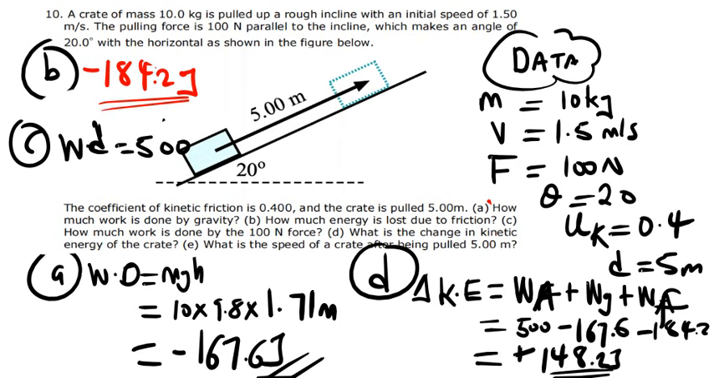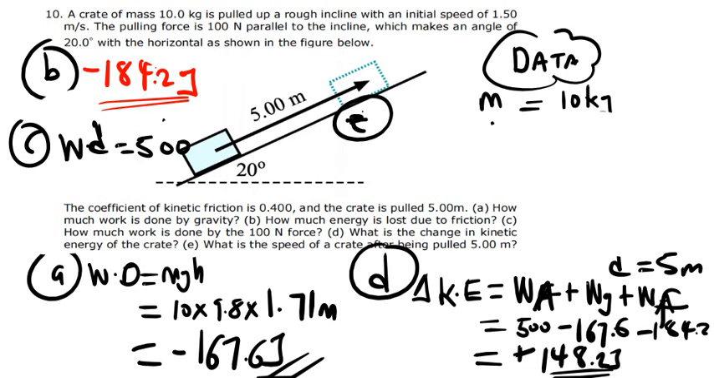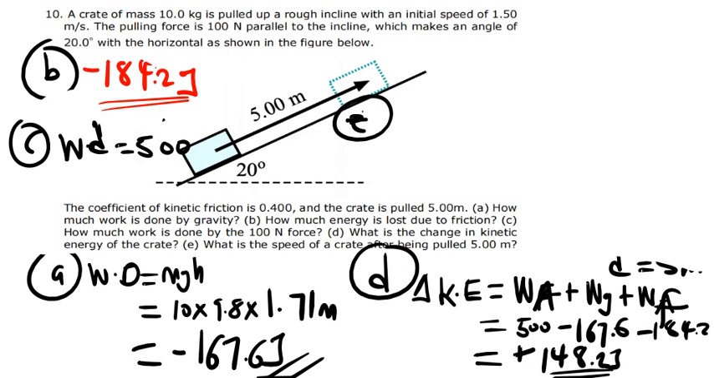Now we're coming to the last question. This is E. We are asked what is the speed of the crate after being pulled 5 meters per second. So what will be the speed? Allow me to just rub on top. Okay, this side. So for the speed, we're going to consider kinetic energy. Kinetic energy is half mv squared.